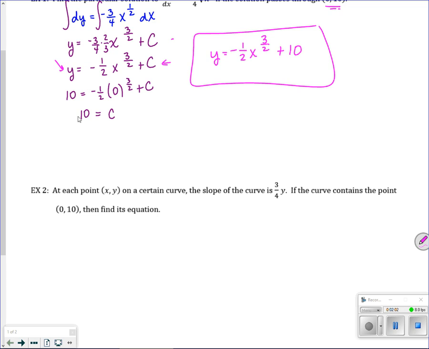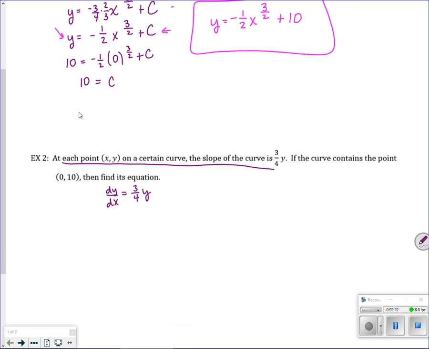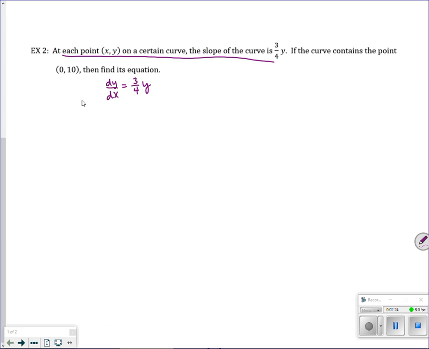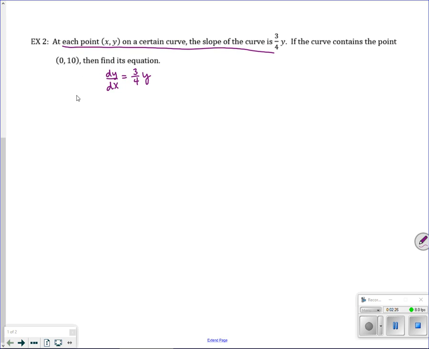I certainly hope that if you were given that, you'd say, oh, if the slope of the curve is, they really said dy dx is 3/4 y. That's what this whole sentence is saying. If the curve contains the point 0, 10, find its equation. So again, solve the differential equation. So let's look at this one.